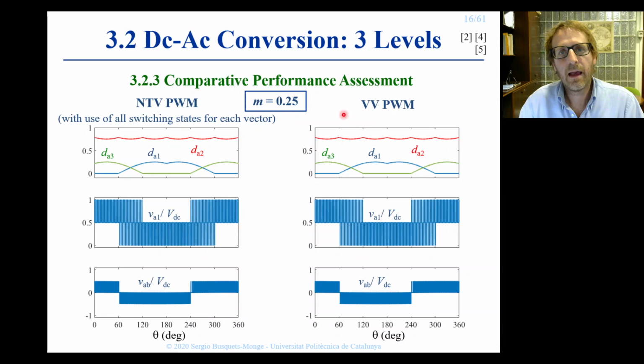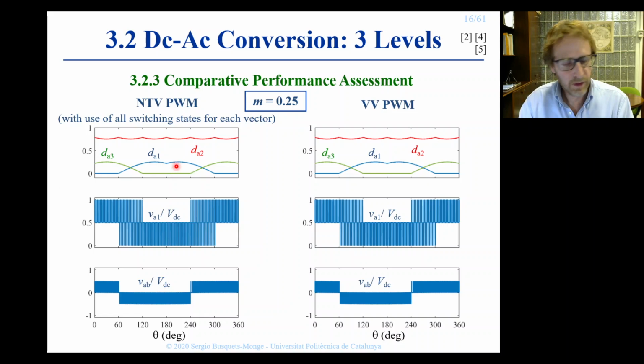Well, it turns out that at low modulation indexes, both the virtual vector and the NPC strategy are the same. So this means that our virtual vector pulse width modulation at low modulation indexes will have an optimum harmonic distortion, the minimum one.